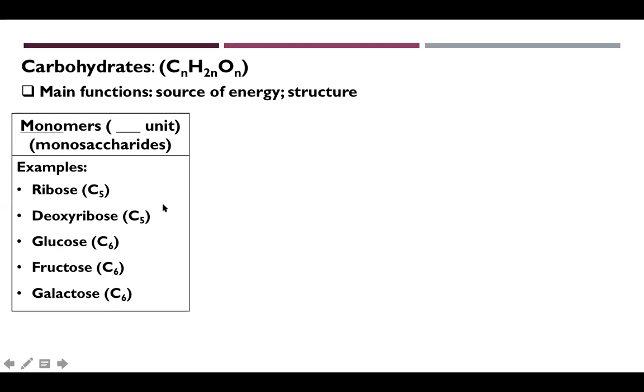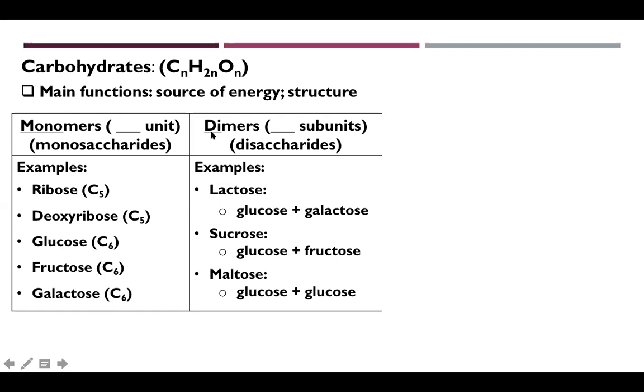You can have dimers, so think of di means two, and this is putting two of these monosaccharides together. So for example, glucose and galactose, if you were to put those together, you would get lactose. So putting two subunits together, you get a disaccharide, also known as a dimer.